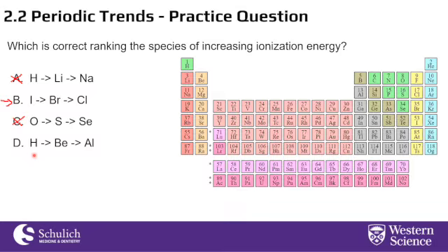And finally, D, we're looking at hydrogen, beryllium, and aluminum. Sorry, these three do not follow the trend of increasing ionization energy, as they do increase going from left to right. However, they are also going down the periodic table. So they are not increasing in ionization energy. Then we can go back and we know that B is the only option that we had originally. So we can circle B and say it is the correct answer.